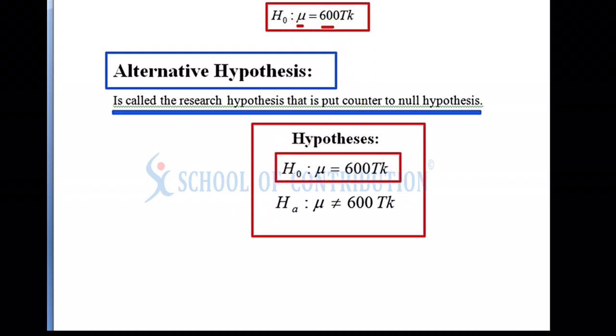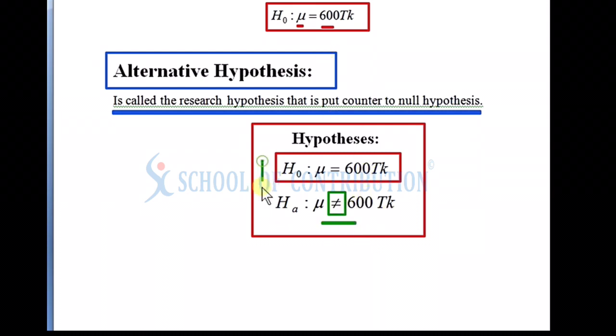Now what is our alternate hypothesis? One of the alternate hypotheses is that the mean daily income of CNG drivers could be more than 600 taka or could be less than 600 taka. That means it could be not equal to 600 taka. It could be less, it could be more, but not equal to 600. So this is our alternate hypothesis.